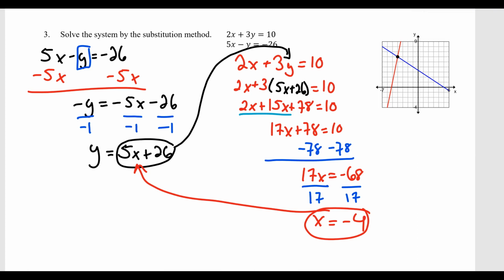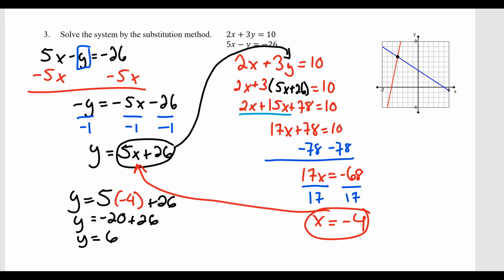We are substituting several different things. So I'm going to end up with y is equal to 5 times my negative 4 plus my 26. So 5 times negative 4 gives me negative 20 plus 26. So y is equal to 6. This indicates that negative 4, 6 is a solution, which is correct based on our graph as well.